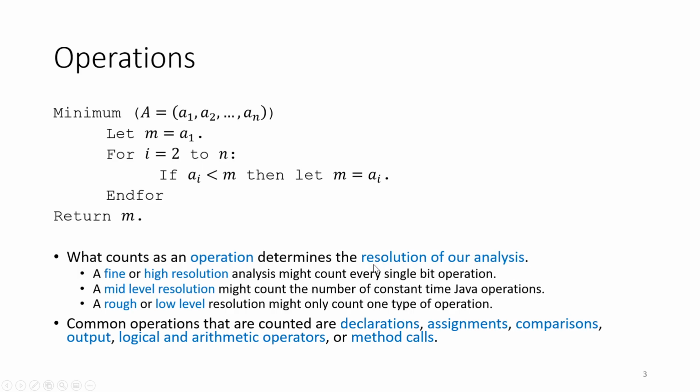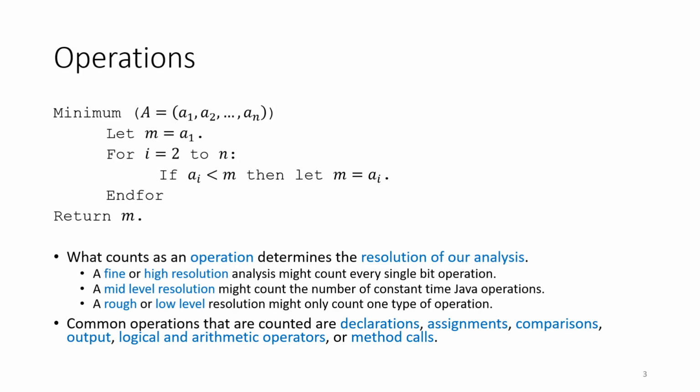So as I mentioned, let's look at the first one. What counts as an operation? I usually describe this as what I call the resolution of our analysis. You might already be familiar with this idea of a resolution. You can think of a fine or a rough resolution, high level or low level. Sometimes these words can be a little confusing, but basically the way I think of it is we can either be zoomed very far out, looking at a bird's eye view where maybe only one operation is all that matters to us.